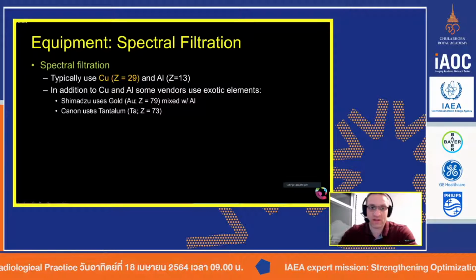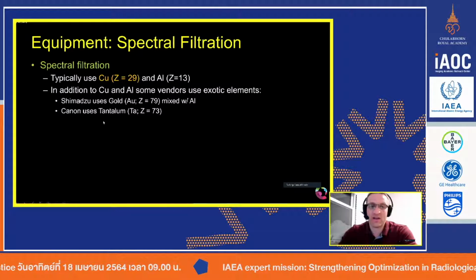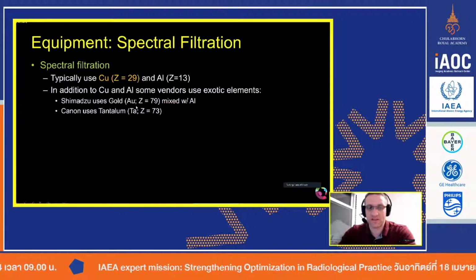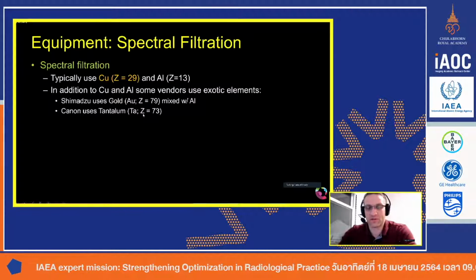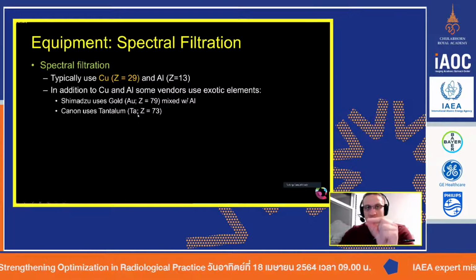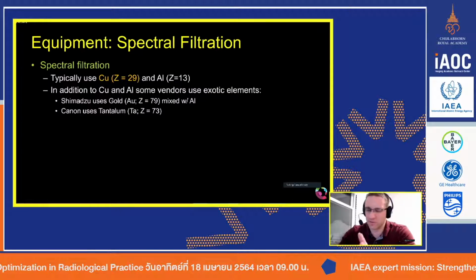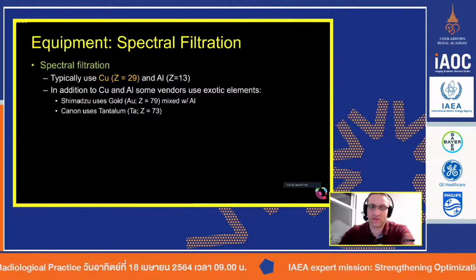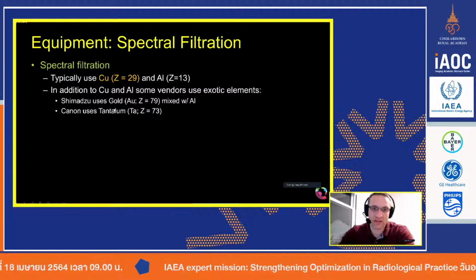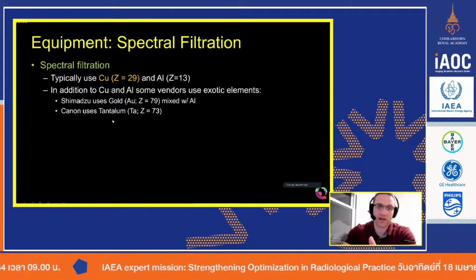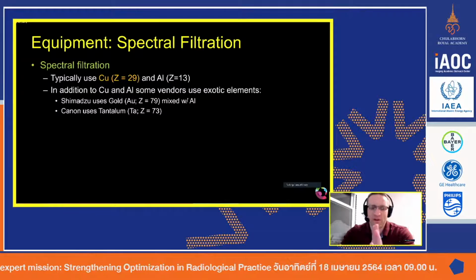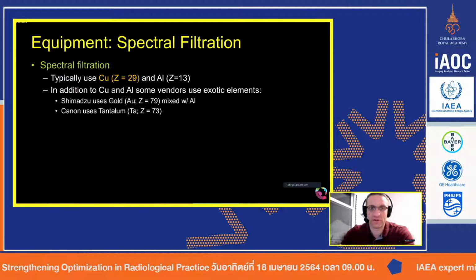Some systems, like Shimadzu's and Canon, use rather exotic elements such as gold or tantalum. And that's just different atomic numbers. And so it's a way to enhance the attenuation with smaller or thinner amounts of filtration. You can get filtration from as short as 0.1, 0.2, 0.3 millimeters of, say, copper or gold or tantalum, all the way up to 0.9. And if you're using 0.9 millimeters of copper, you're very aggressively reducing the amount of photons.